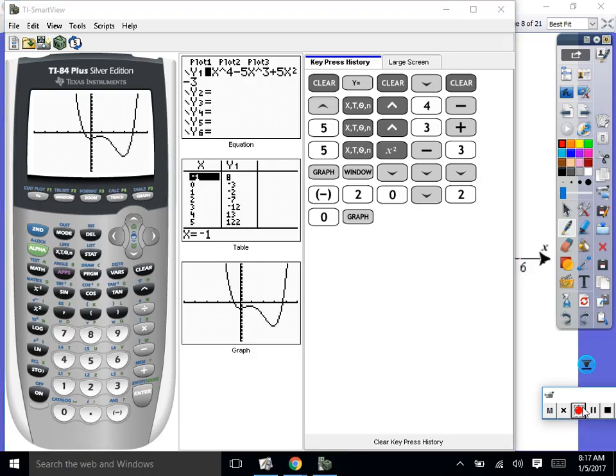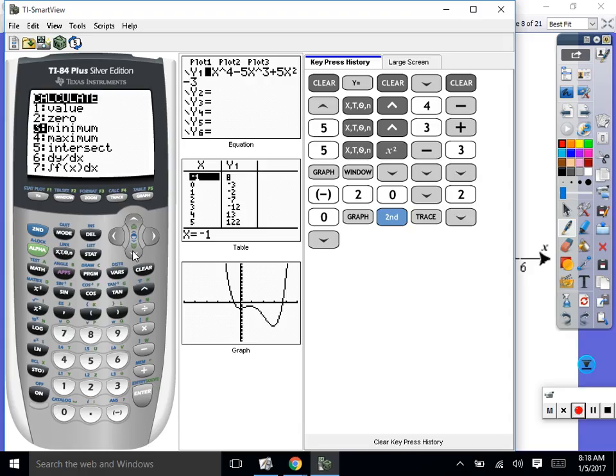First part for students. So we have a min, a relative min, and another relative min, meaning low point, low point. So everybody, I'm going to find one of those mins first. I'm going to find this minimum right here first. So you'll do second trace, then go down to minimum, hit enter.